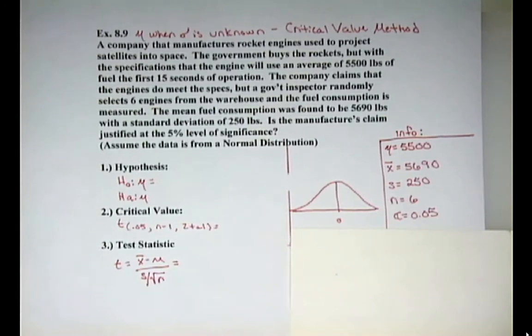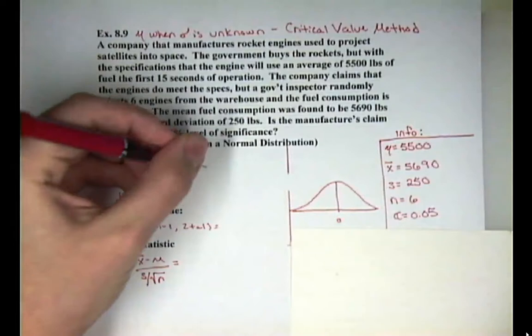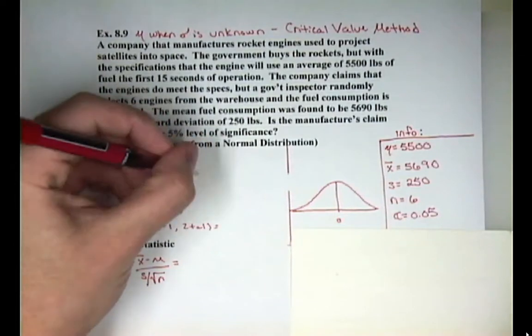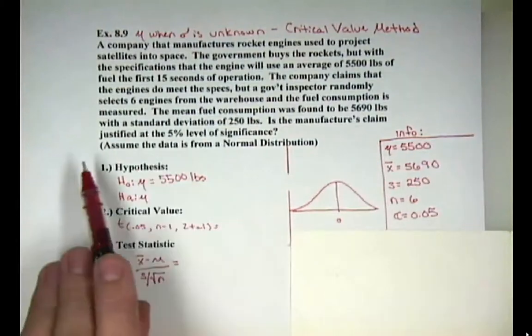Okay, so now you should know where I got the information, and if you read the paragraph, you'll know that they were claiming that their rockets consumed 5,500 pounds of fuel, okay, within the first 15 seconds. And the government inspector is suspicious, isn't he? So he took a sample, and we were asked, is the manufacturer's claim justified?